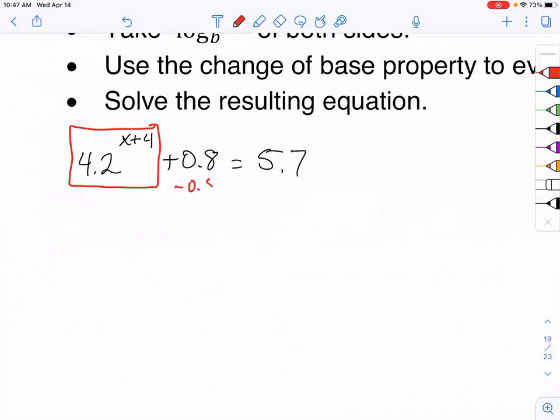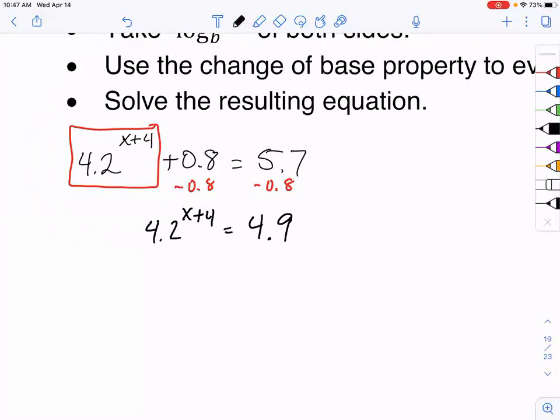So we're going to subtract 0.8 from both sides. On the left, we end up with 4.2 to the power x plus 4. And on the right, we end up with 4.9. Why do we subtract 0.8? To get rid of it, to isolate, to cancel. Because it's the inverse operation of what we see there. Does that make sense? We solve equations by doing inverses. We solve a multiplication equation by division. We solve an addition equation by subtraction.